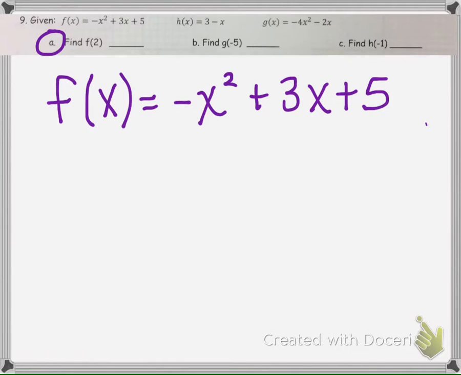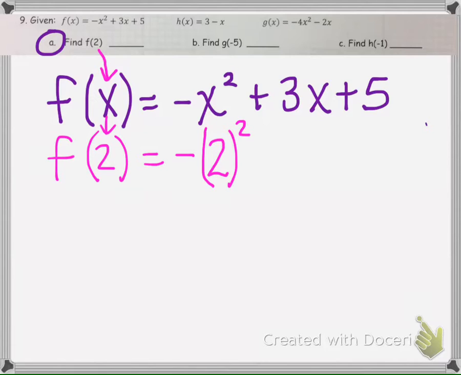Okay, so we are given three different functions, and we are asked to evaluate the function at a specific x value. So here, the f right here tells us that we're using this function. Now the number in the parentheses is a 2. That 2 tells us that we are going to find what the function's value is when we replace all the x's with a 2. So I'm going to plug in a 2 here, and I'm going to plug in a 2 here.